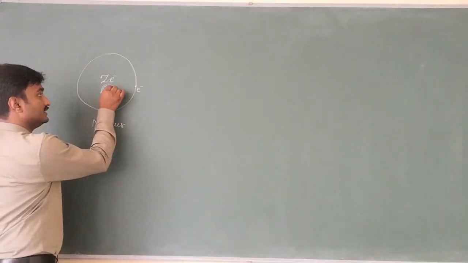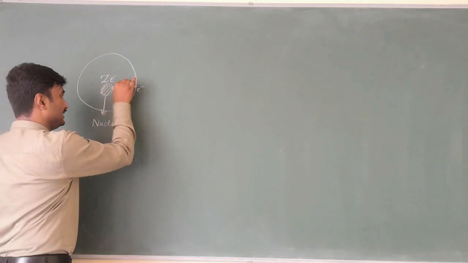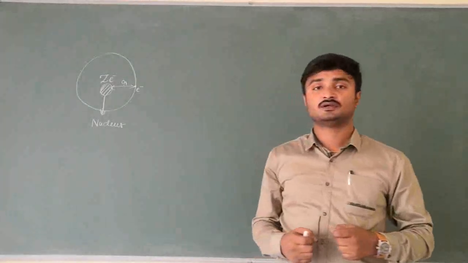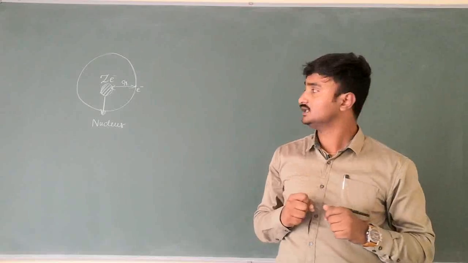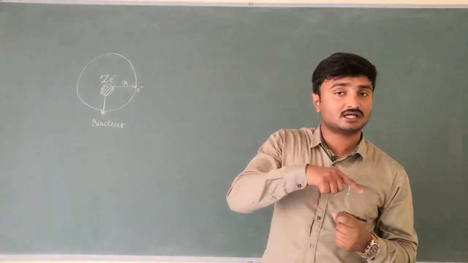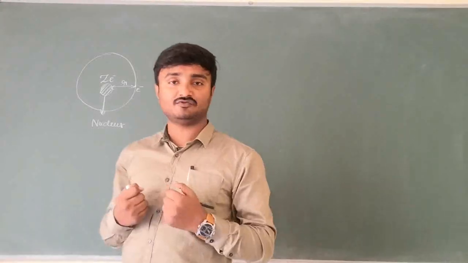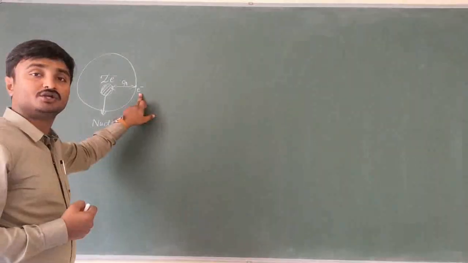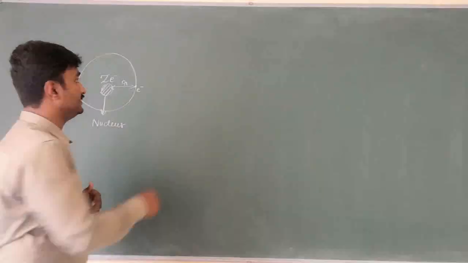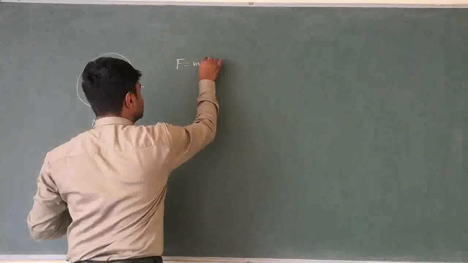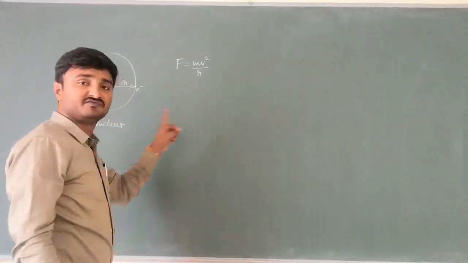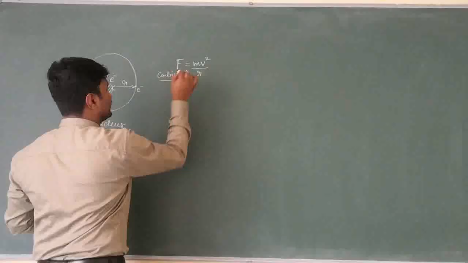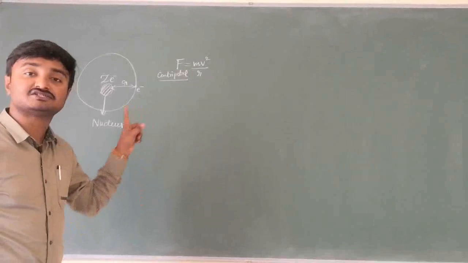Now, the distance between the nucleus and the electron is taken as small r. Now, we already know that any object or any particle which continues to stay in a circular orbit requires centripetal force. The necessary centripetal force required for an electron to keep itself in its orbit is given by F equal to m v square by r. Remember, this force is the centripetal force required by an electron to keep itself in its orbit.